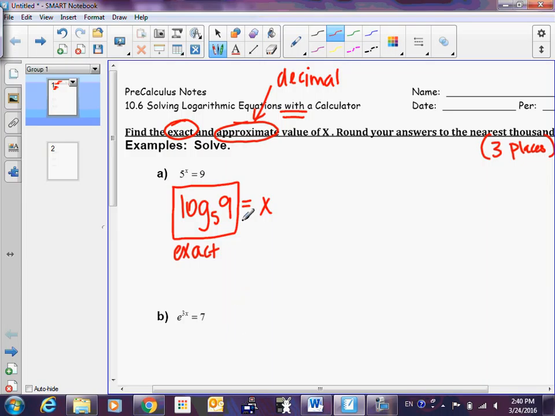Is there another way that I could rewrite this log? Maybe using the change of base formula? Yep, log of 9 over log of 5. And you don't have to rewrite it. I'm just doing this so that I can get our approximate answer.